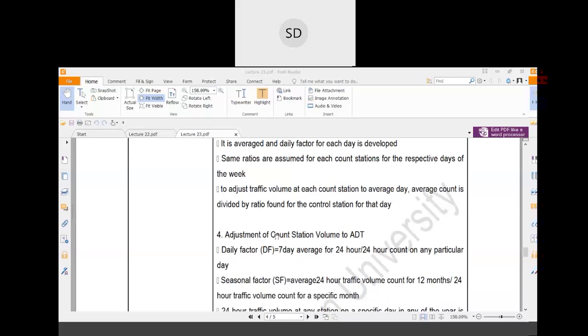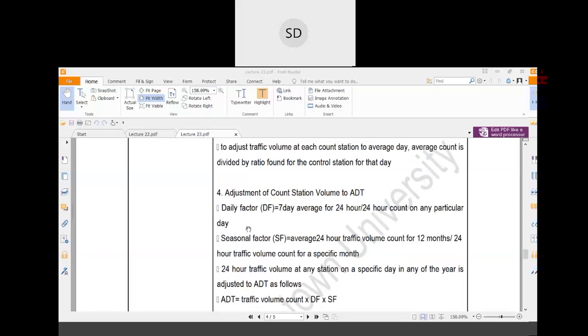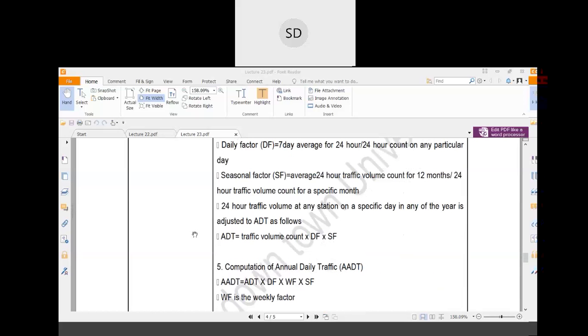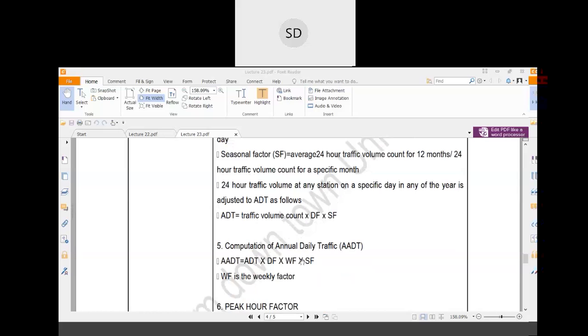Now, how will you adjust the traffic volume data? The first one is the daily factor: the 7 days average per 24-hour count on a particular day. Then the seasonal factor would be there. Your 24-hour traffic volume at any station on a specific day in any month of the year is adjusted to ADT as follows: ADT equals traffic volume count times daily factor times seasonal factor.